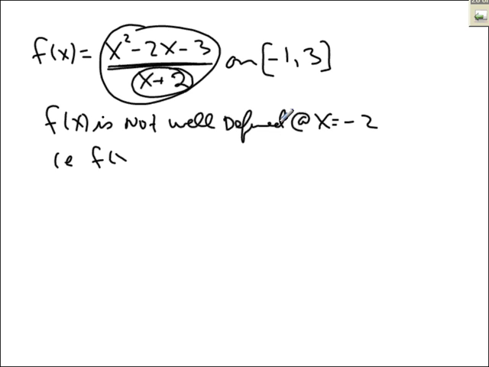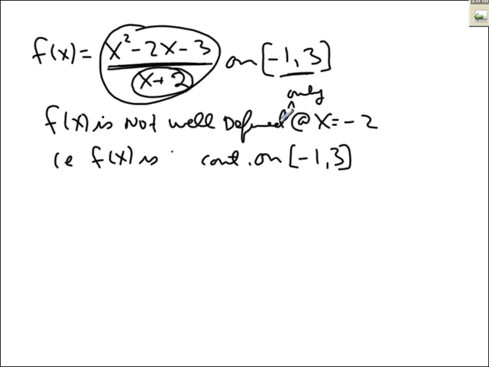That is, f of x is discontinuous at x equals -2. Oh, that is not in our interval, sorry. I was thinking positive 2. Okay, so the only place f of x is not well defined is only at x equals -2. That is, f of x is continuous on the interval -1, 3.